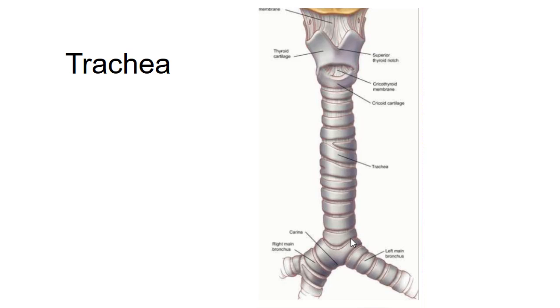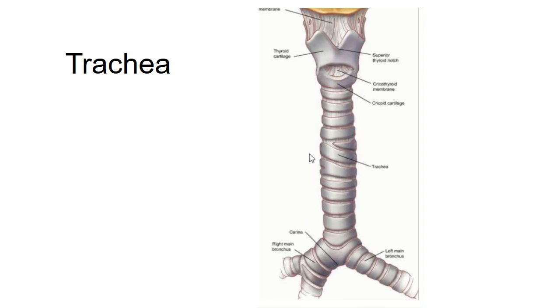At its lower end, the trachea divides into two main principal bronchi, which are known as right and left principal bronchi. The trachea begins at the level of the cricoid cartilage, opposite the sixth cervical vertebra, whereas it ends at the level of the T4 thoracic vertebra, opposite the sternal angle.